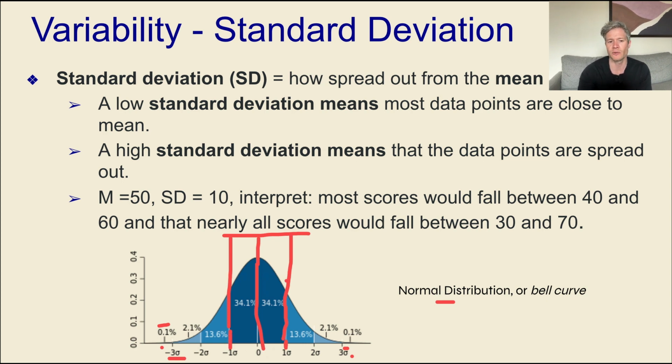So again, between the scores of 40 and 60, we're going to have 68% of our participants or results or scores within that realm. Going out one more, 30 to 70, now we have nearly all the scores, minus about 4 to 5% of people. So that's standard deviation and how it works with our scores. It's like a plus or minus range where we can find the majority of our scores.